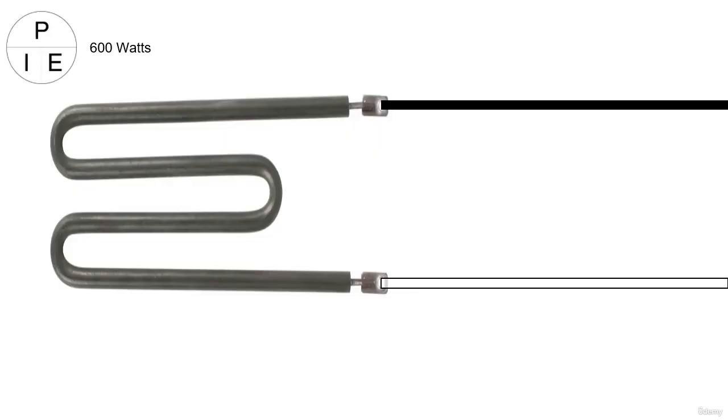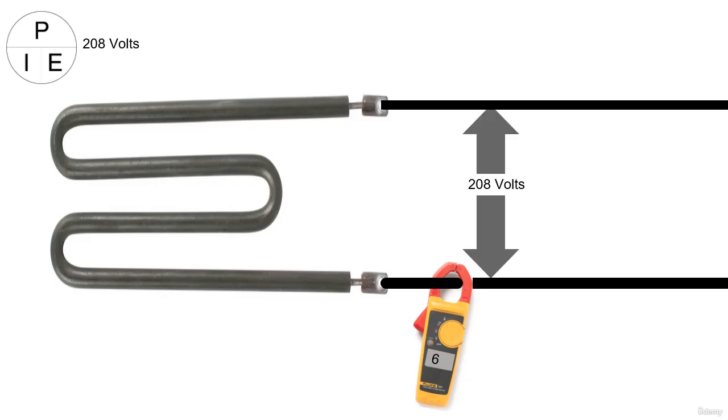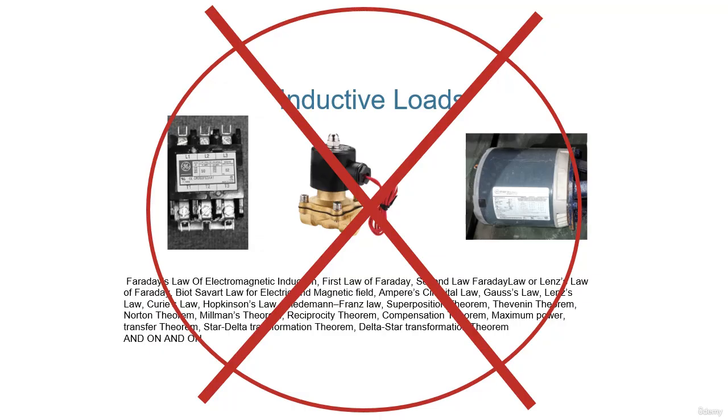And if we know the heating element is rated for 600 watts with 120 volts applied, then I know my current will be 5 amps. If I have 208 volts applied and my current is 6 amps, I will be using 1,248 watts of energy. This is pretty consistent on resistive loads. Inductive loads require more calculation that I said we won't cover.